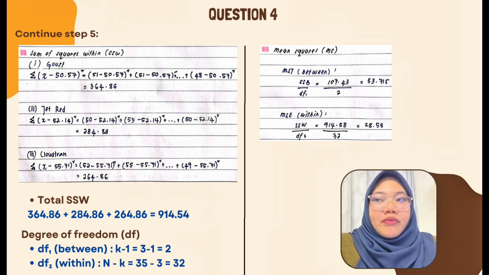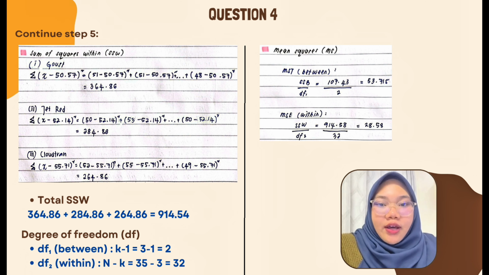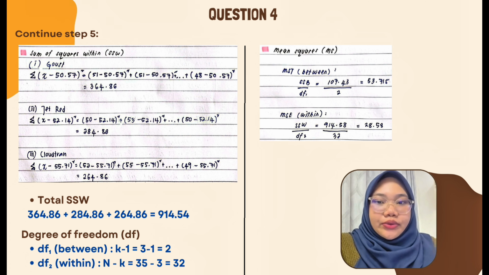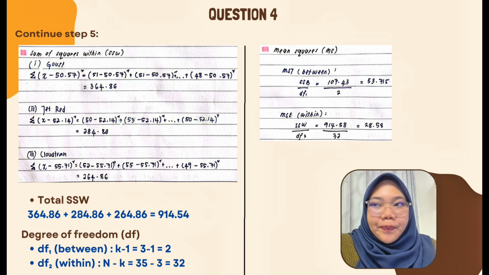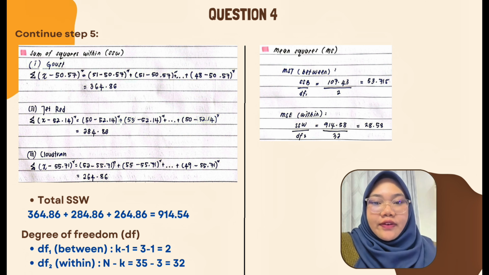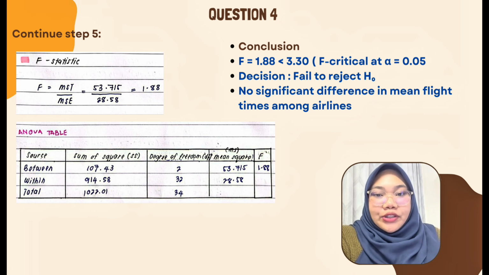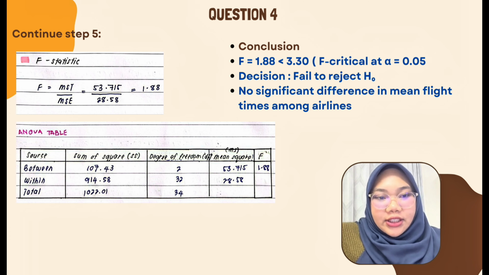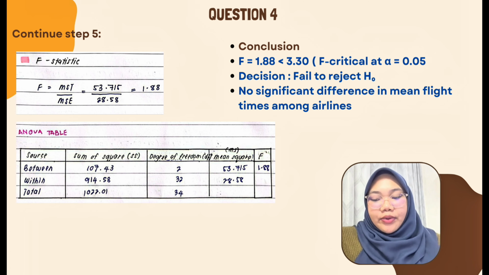Then we continue with the degrees of freedom. df1, between, is k minus 1 equals 3 minus 1, which gives 2. The df2, within, is n minus k equals 35 minus 3, which gives 32. Then we continue with the mean squares. MST, between: we use SSB over df1 equals 107.43 divided by 2, and we get 53.715. For MSE, within, SSW divided by df2 equals 914.58 divided by 32, and we get 28.58. Now we reach the last calculation under step 5, the F statistic. F equals MST divided by MSE, 53.715 divided by 28.58, which gives 1.88.